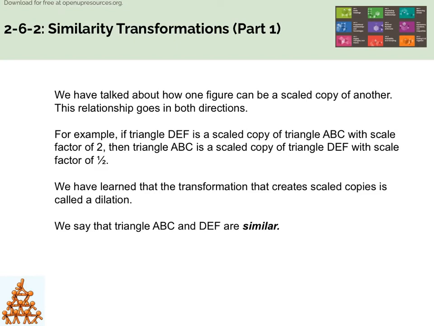So lately, we've been talking about how one figure can be a scale copy of another. We're talking about dilations, and we've been playing with those. This relationship can go in both directions. So if triangle DEF is a scale copy of triangle ABC with a scale factor of 2, I can say it that way, and then I can say it backwards. Triangle ABC is a scale copy of triangle DEF with a scale factor of 1/2. See how those are inverses of each other? And we've also learned that this is through dilation.